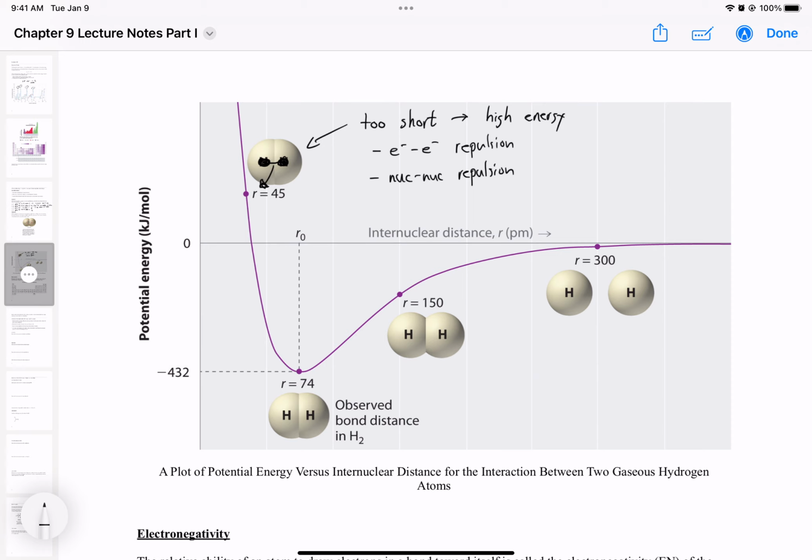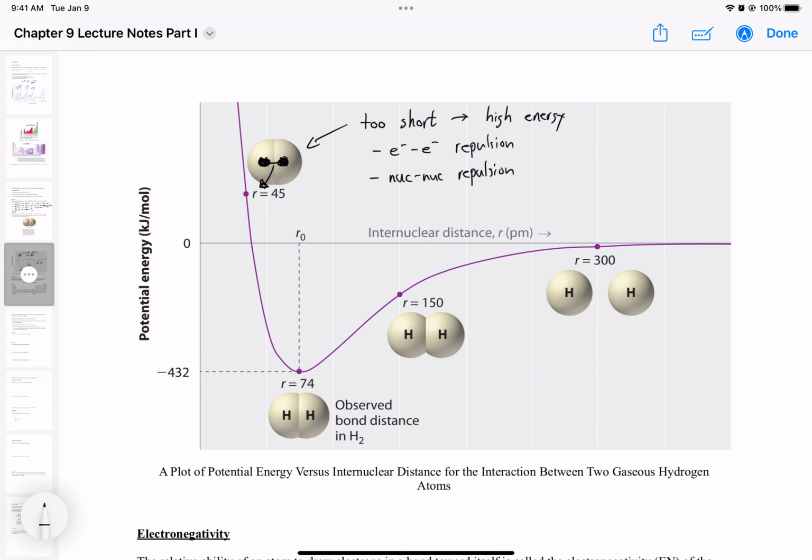So eventually, when we increase the R value, we dip, and we hit a low point, and that's the most stable point of energy for this system to form a bond. So that'll be the bond distance for, let's say, hydrogen.